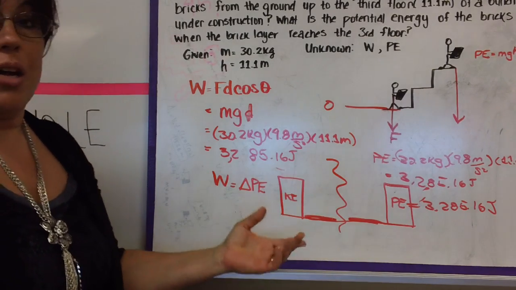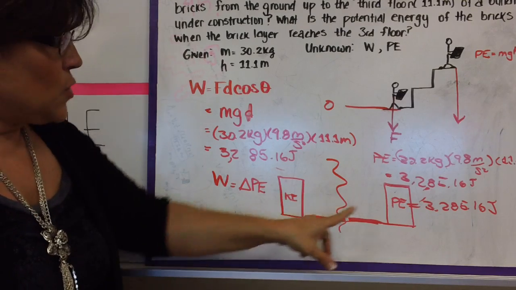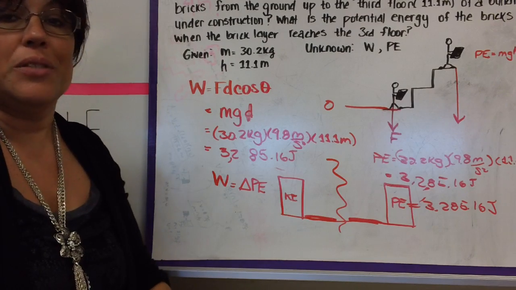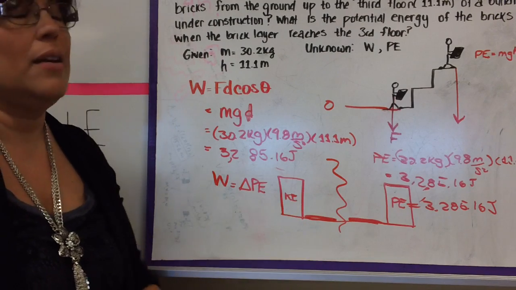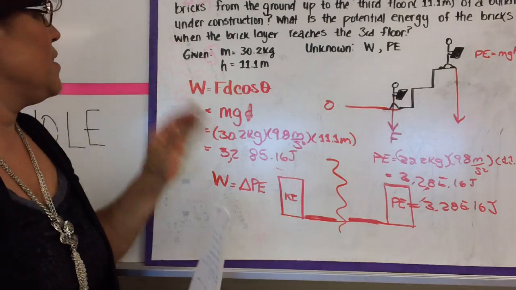So what we're going to be talking about next is, how are we going to find out what that kinetic energy is? We know that the potential energy is 3,285.16 joules. What do you think that kinetic energy is going to be? And we're going to be talking about conservation of energy next.